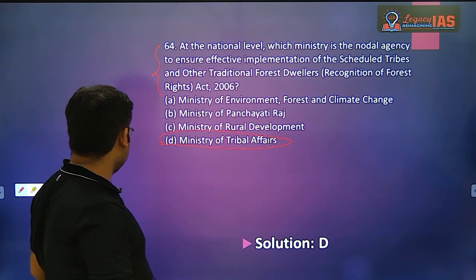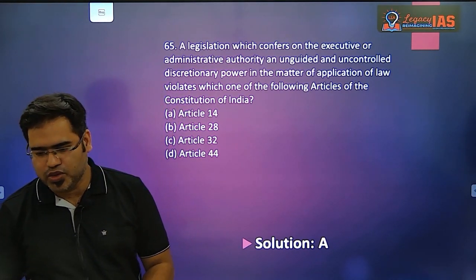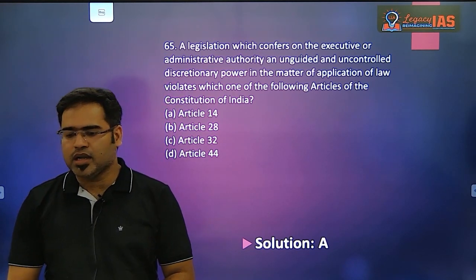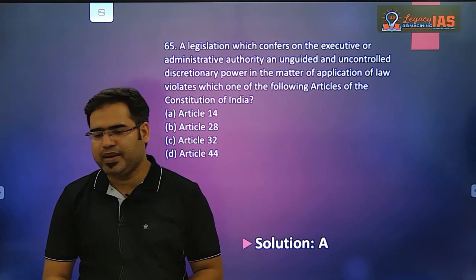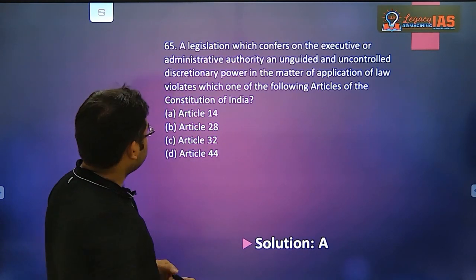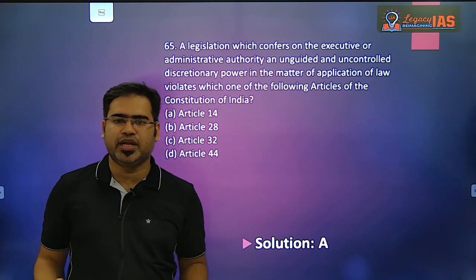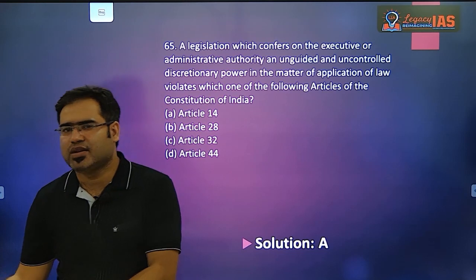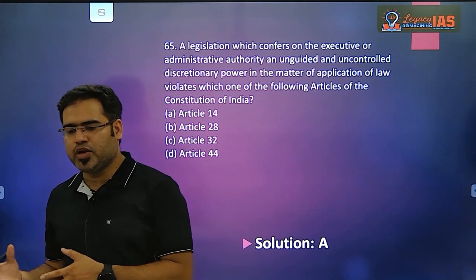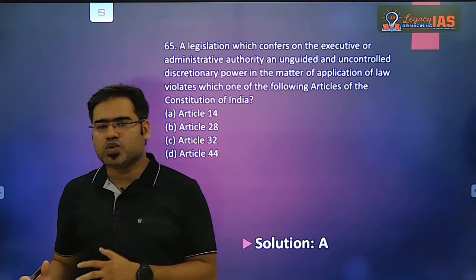Next, question number 65. A legislation which confers on the executive or administrative authority an unguided and uncontrolled discretionary power in the matter of application of law violates which one of the articles of the Constitution of India? So it talks about whenever a law delegates some authority, because we used to call it delegated legislation. So whenever any law delegates some authority to the executive and administrative authority, then which article is it going to violate?